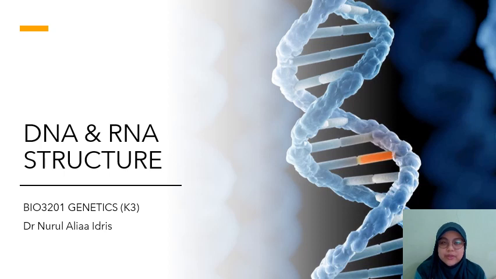In this video, we are going to have a look at DNA and RNA structure. So now we know that DNA, or deoxyribonucleic acid, is the hereditary material in humans and almost all other organisms. Some organisms also have RNA as their hereditary material, but we're going to talk about that at the end. So DNA and RNA bring the code for making proteins.